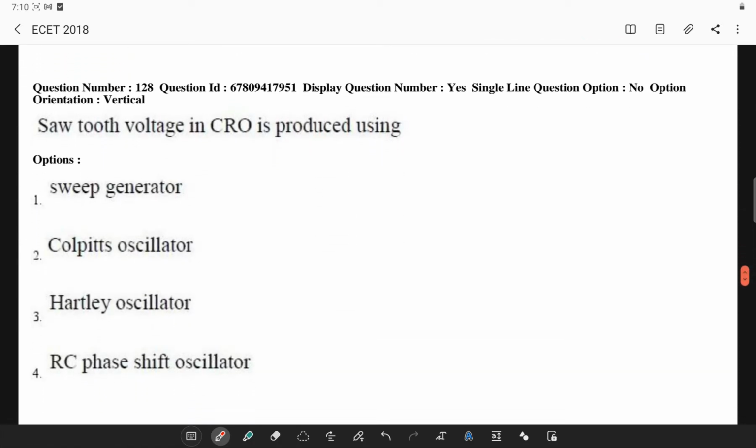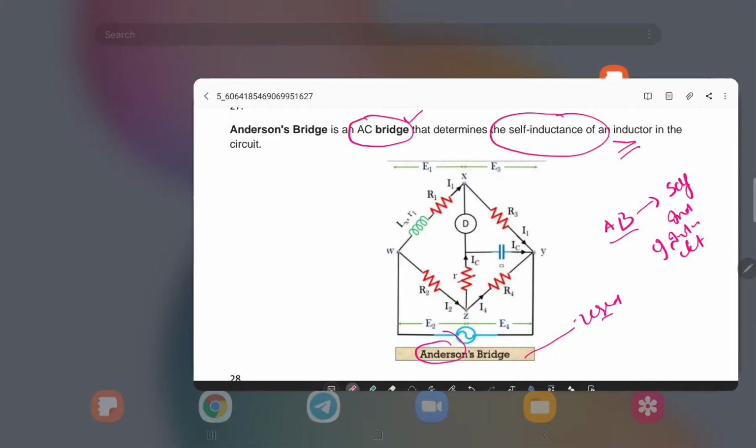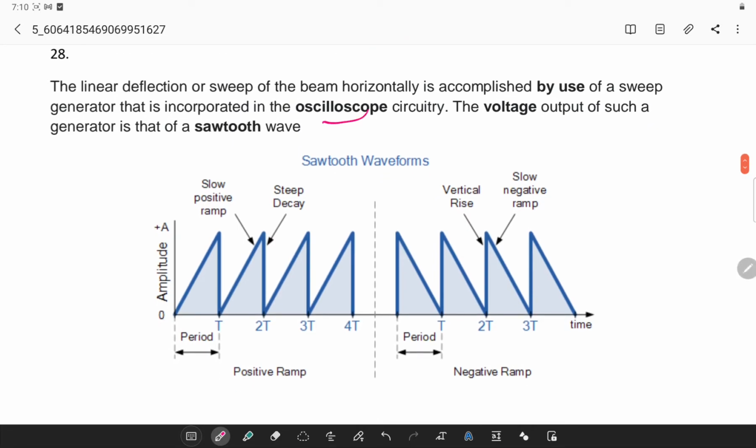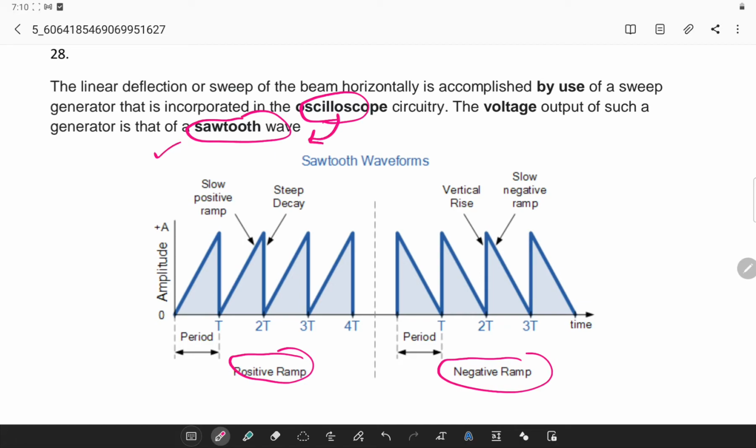Next, sawtooth voltage in a CRO is produced using, if you see, all these three are oscillators which generate square wave. However, we use a sweep generator in a CRO. Basically in oscilloscopes you use a sawtooth waveform. In some cases it is a positive ramp, in other cases it is a negative ramp. So the student has to remember oscilloscopes use a sawtooth waveform.